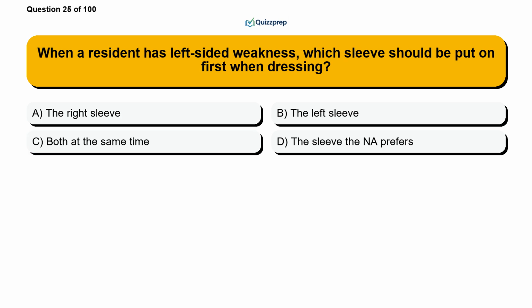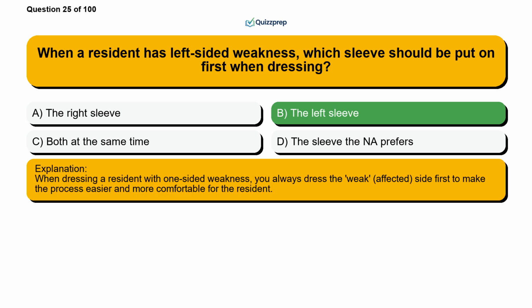Question 25. When a resident has left-sided weakness, which sleeve should be put on first when dressing? Option A, the right sleeve. Option B, the left sleeve. Option C, both at the same time. Option D, the sleeve the NA prefers. The correct answer is option B, the left sleeve. When dressing a resident with one-sided weakness, you always dress the weak, affected side first to make the process easier and more comfortable for the resident.